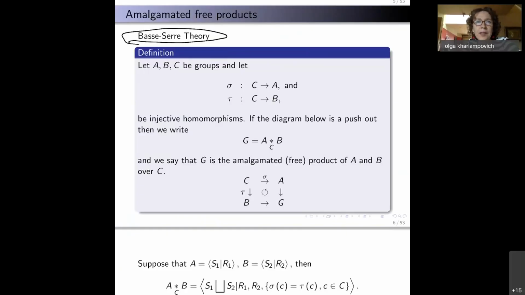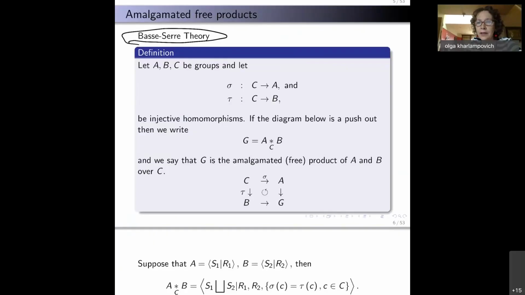First, let me define an amalgamated free product. Suppose we have three groups, A, B, and C, and suppose we have injective homomorphisms sigma and tau from C to A and B.